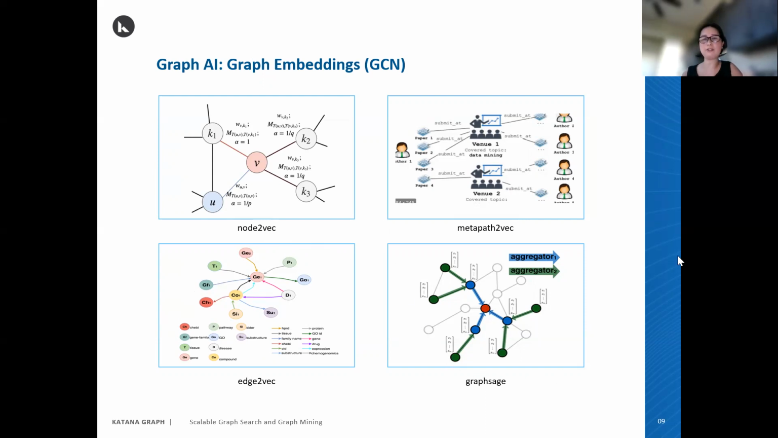Those two only address homogeneous graphs. Slowly, people start to address the heterogeneity of graphs in the metapath. So you have metapath2vec. You also have edge2vec, which addresses heterogeneity of graphs by considering the semantics of the edges. All these embedding algorithms have been implemented in the Katana platform.